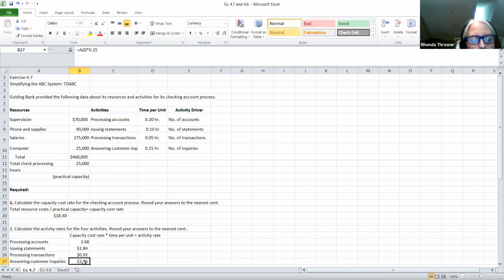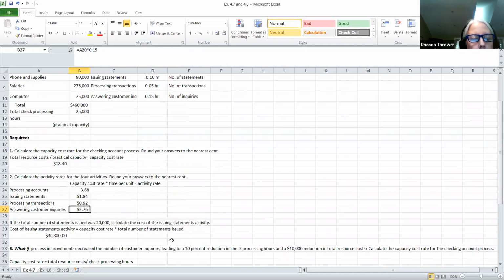To calculate the activity rate for answering customer inquiries, we're going to take the capacity cost rate and multiply it by 15 parts of 1 hour, or 15%. So 18.40 times 15% will give you $2.76, which is the activity rate. Notice we calculated an activity rate for each one of the activities.